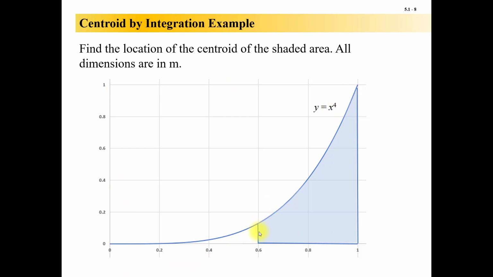We're actually only finding it between 0.6 and 1, though, if you notice. This blue shape is what I want to find the centroid of. These are like in meters. So if you had this cut on a CNC machine or something, and this is a piece of aluminum, you could have this shape here and know that this side is bounded by that function, and then you could calculate this centroid.